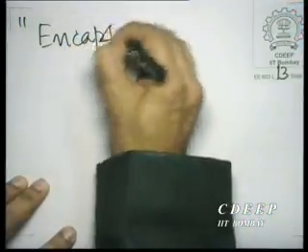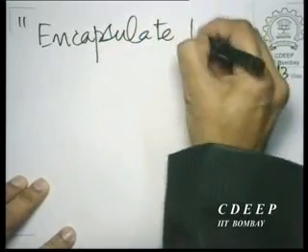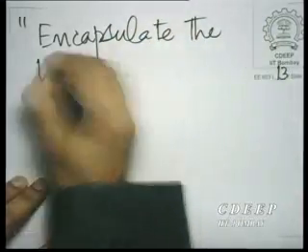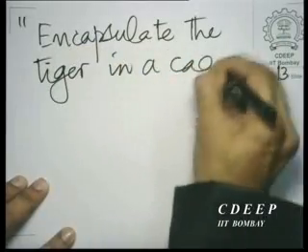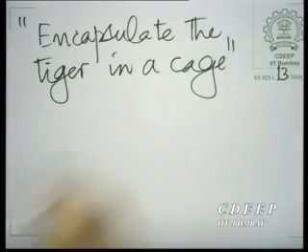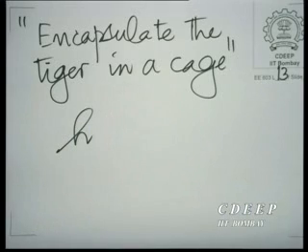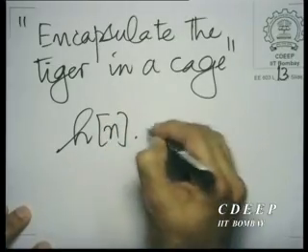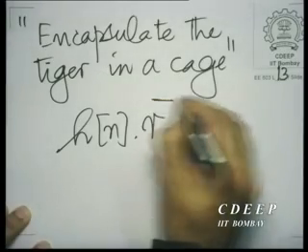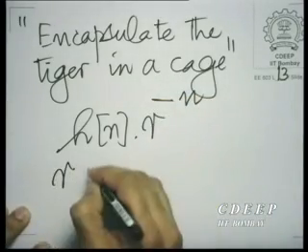How do we encapsulate the tiger in a cage? We encapsulate the tiger in a cage by multiplying it. What is a cage? A cage is stronger than the tiger. So we encapsulate the tiger in a cage by forcing an even more troublesome sequence on that system. So multiply h[n] by r raised to the power minus n. r is a number greater than 0.